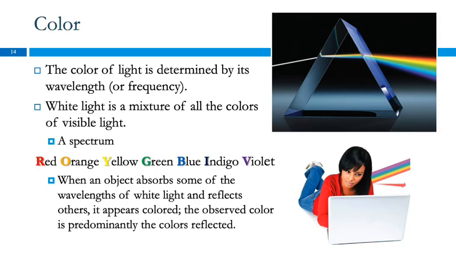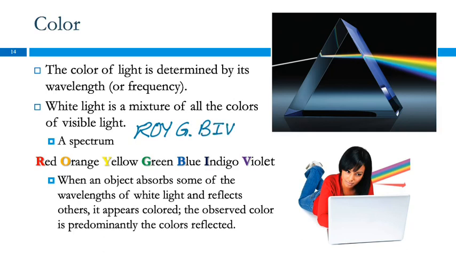So white light has all of the colors of visible light in it. It's called a spectrum. These are the colors: red, orange, yellow, green, blue, indigo, violet. And they always show up in the same order. So here in the rainbow we see there's red, orange, yellow, green, blue, indigo, and violet. So it's helpful to remember that order.